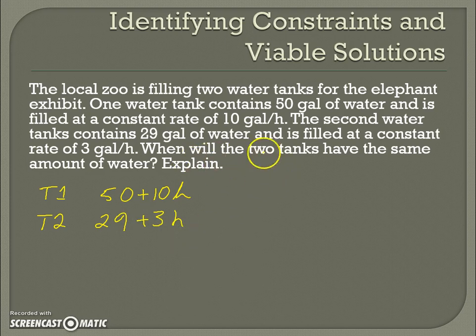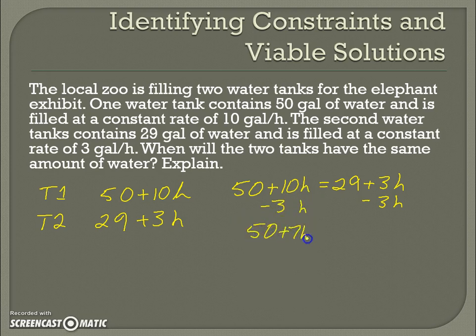All right, so I want to know when will the 2 tanks have the same amount of water? Well, in order to solve this, I just set these 2 things equal to one another. So 50 plus 10H. I want to know when is that the same as 29 plus 3H. And then I go through and I solve my equation. So let's get the variable on the same side. So 50 plus 7H equals 29.